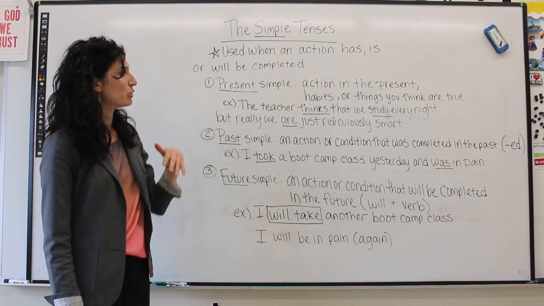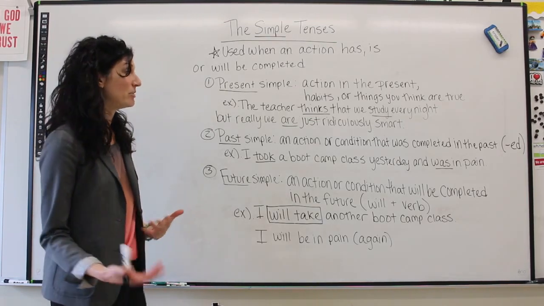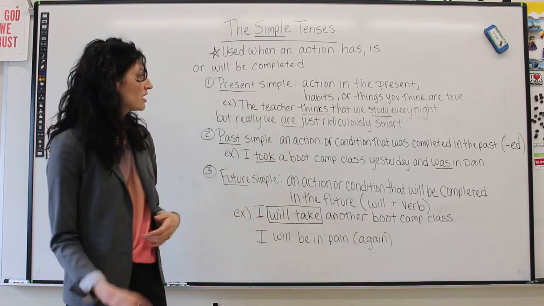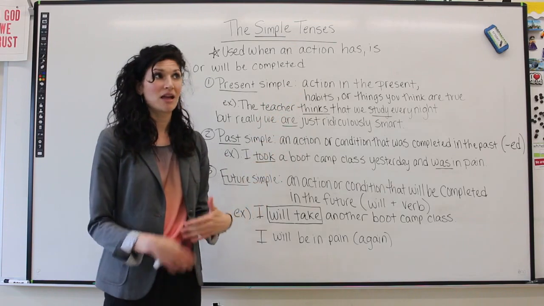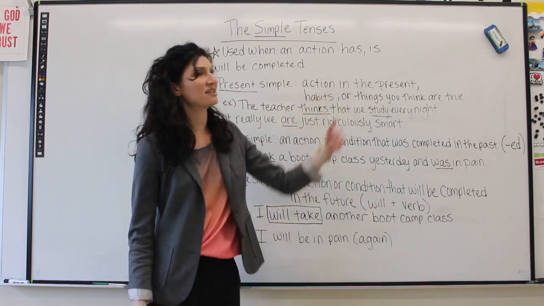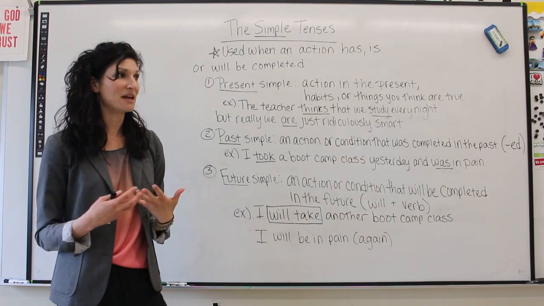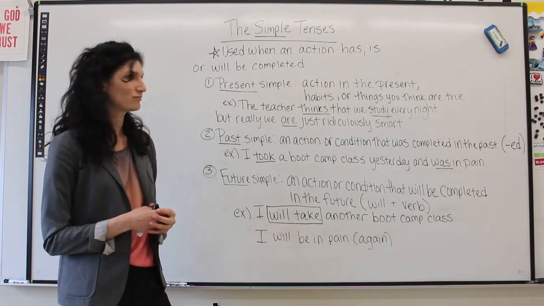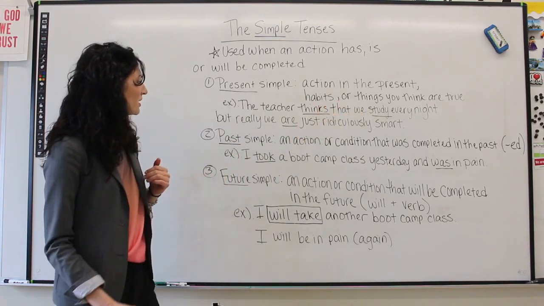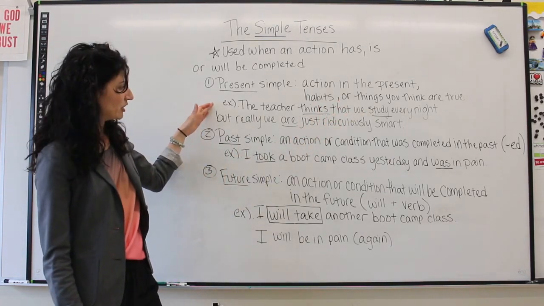The first one is called present simple, and we use that to describe an action in the present. For example, the students smile. Habits, I brush my teeth every day. Or things that you think are true. For example, ice melts. We use it to describe facts.